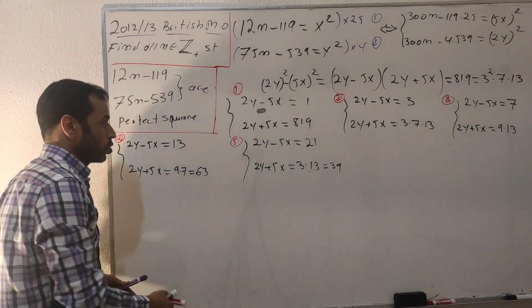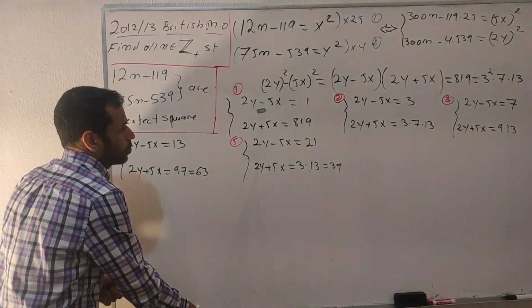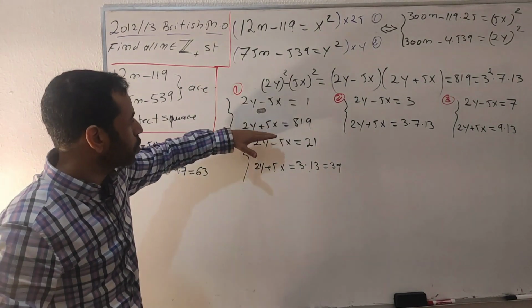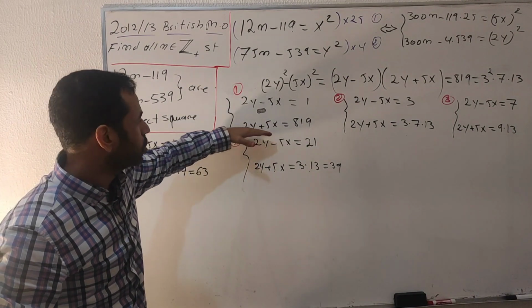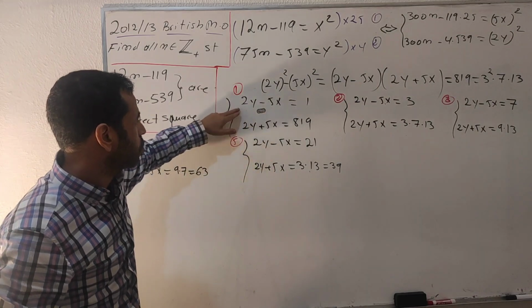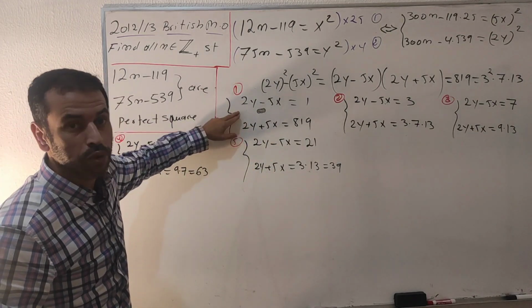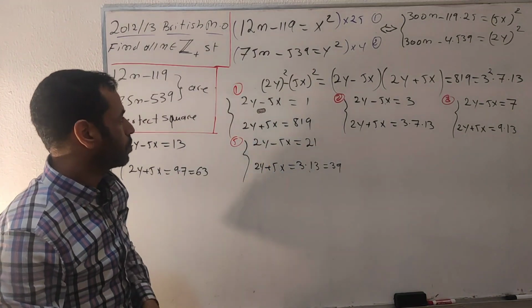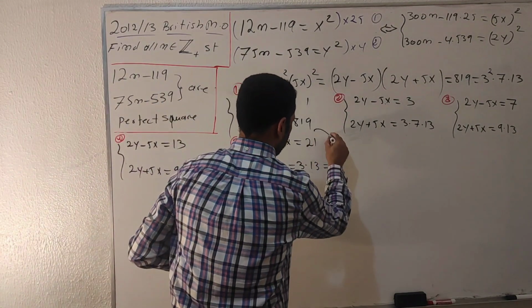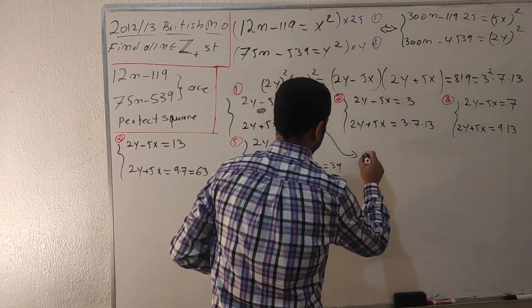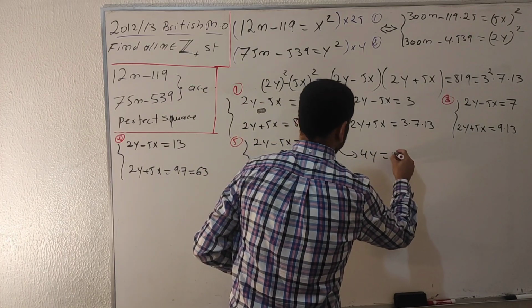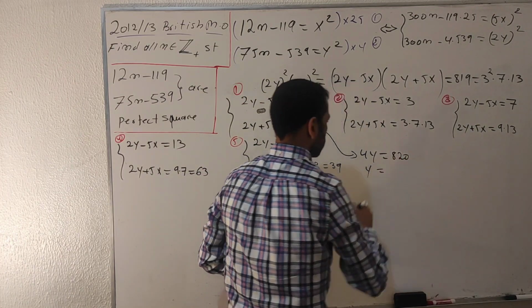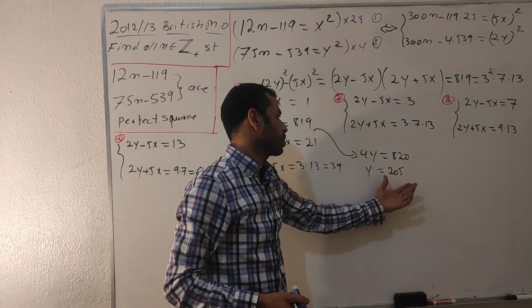Now I'm going to go through each one. First one, I'm simply going to add the first equation and the second equation. The 5x terms cancel, and I'm left with 2y plus 2y, which is 4y, equals 1 plus 819. So I get 4y equals 820. Dividing both sides by 4 gives us 205.